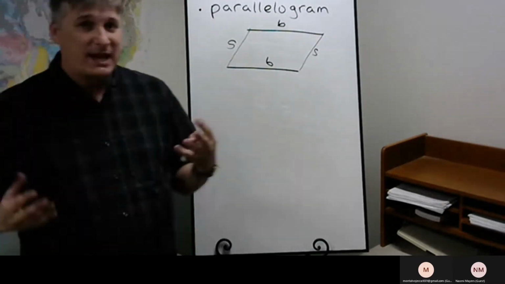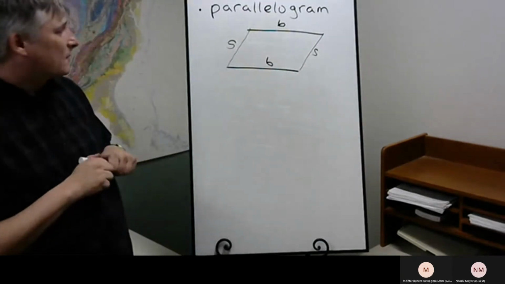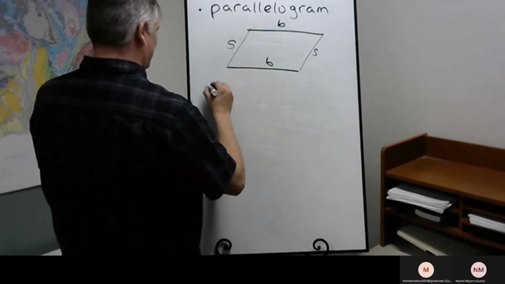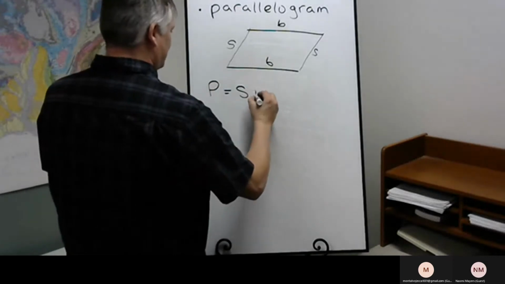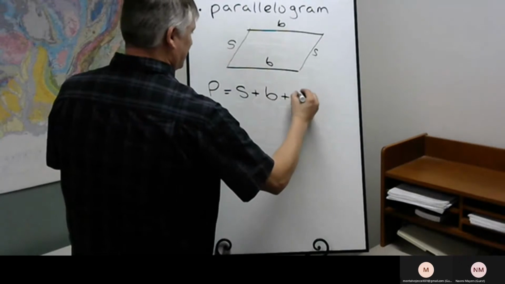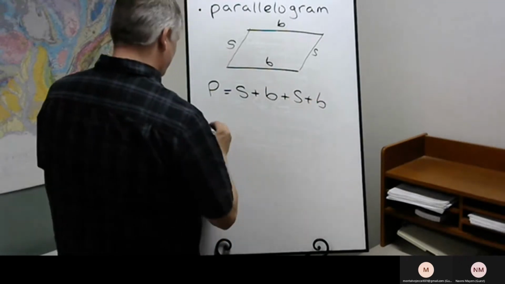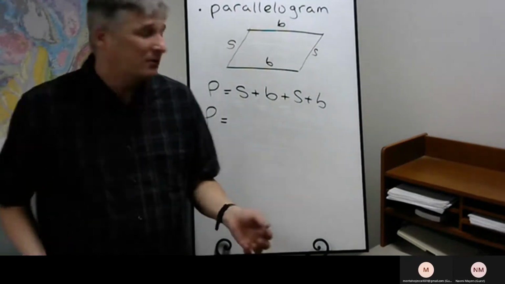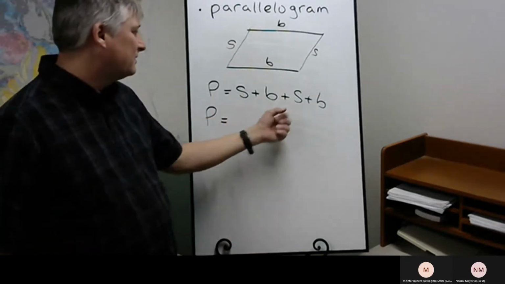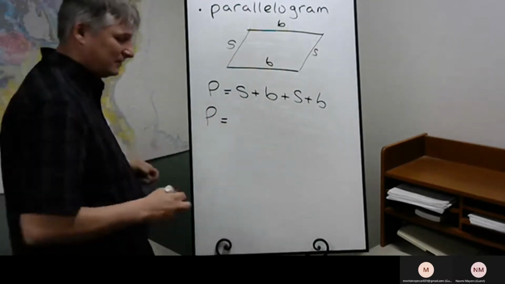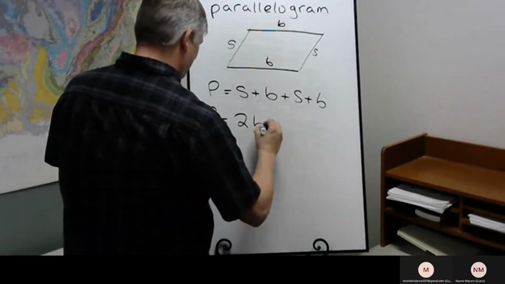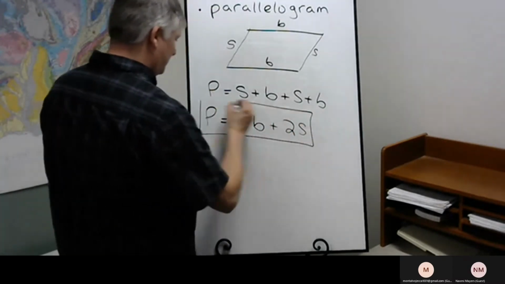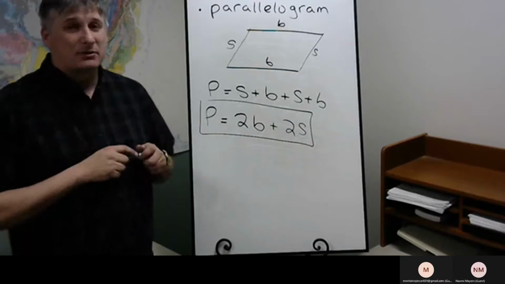Now again, perimeter, we calculate it the same way. So we want to add up all the sides. The perimeter, S plus B plus S plus B. And this is going to be the same kind of formula we get for the rectangle. We have 2 S's, we have 2 B's. And so that's going to be our answer.